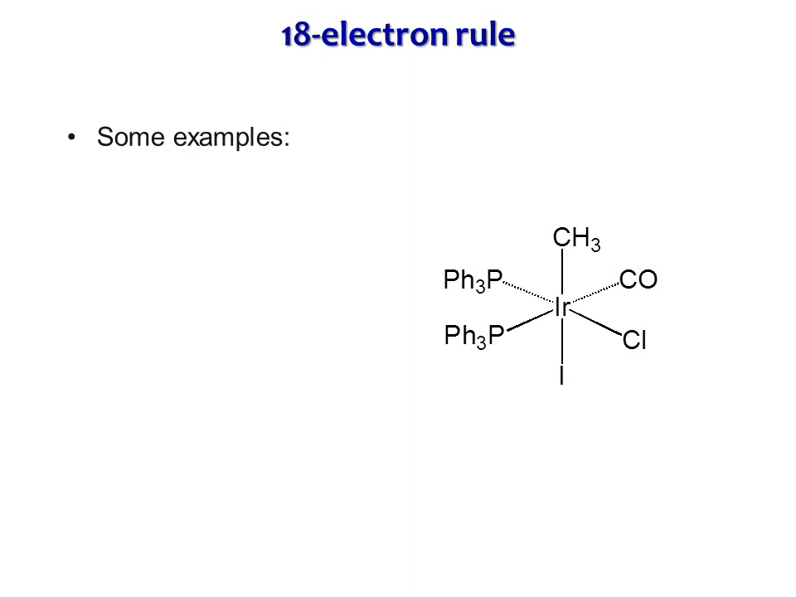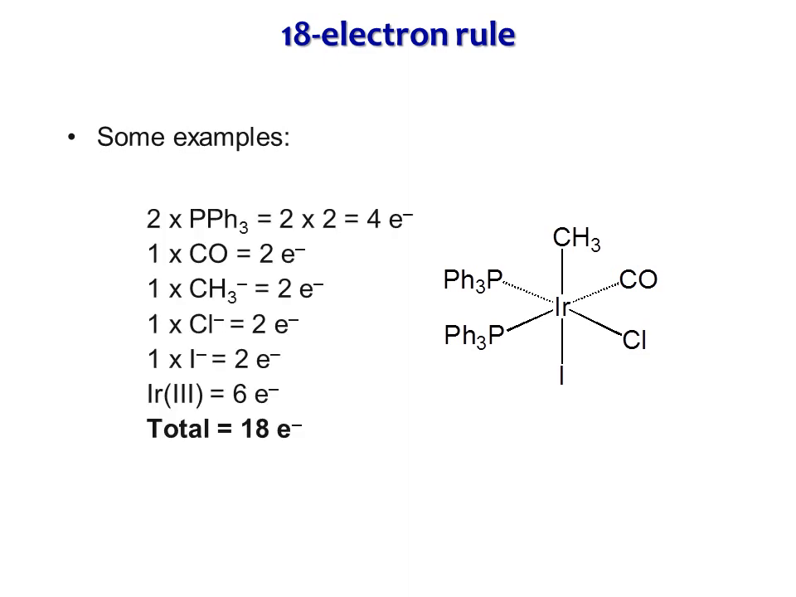So let's do some examples. Here's an iridium complex. First we need to count the electrons contributed by each of the ligands. The triphenylphosphine, carbonyl, methanide anion, chloride and iodide ligands are all counted as being 2-electron donors. Remember that this is our counting convention, even though the methanide, chloride and iodide are all monoanionic ligands.